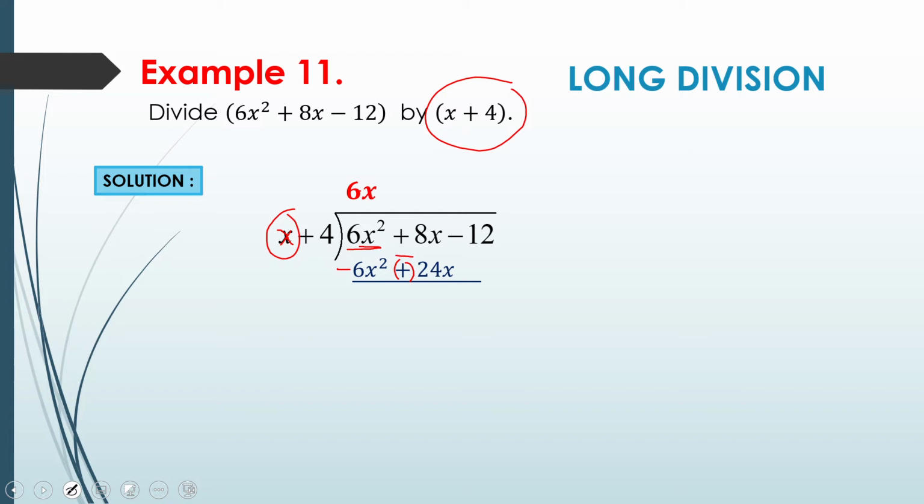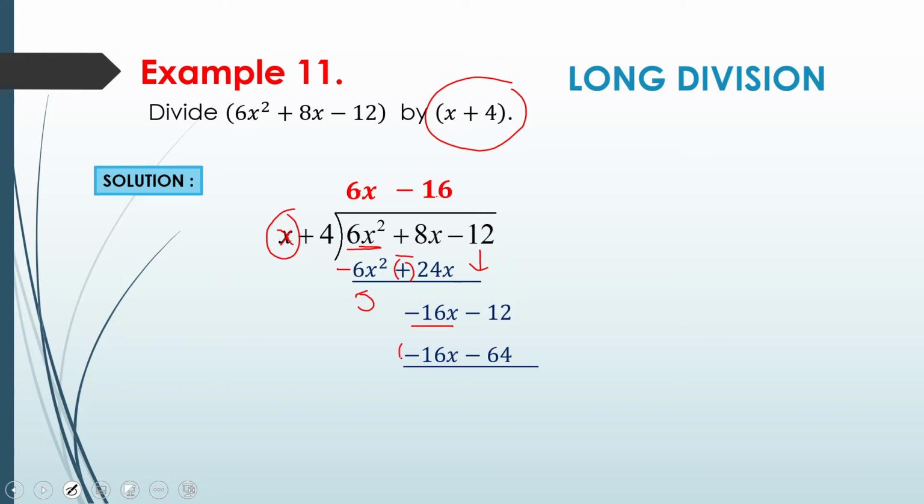6x squared minus 6x squared here is 0. 8x minus 24x will give you minus 16x. And then you carry this down and repeat the same procedure. Divide this one by x. Minus 16x divided by x will give you minus 16. You multiply minus 16 with the divisor: minus 16 times x is minus 16x, minus 16 times 4 will give you minus 64.